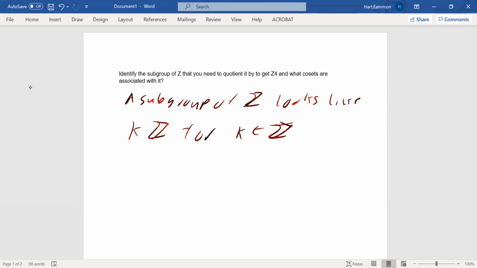So identify a subgroup of Z that we need to quotient it by to get Z4, and what are the cosets that are associated with that. So any subgroup of Z looks like KZ for some K in the integers. So take a wild guess at what you think that K is going to be to get Z4.